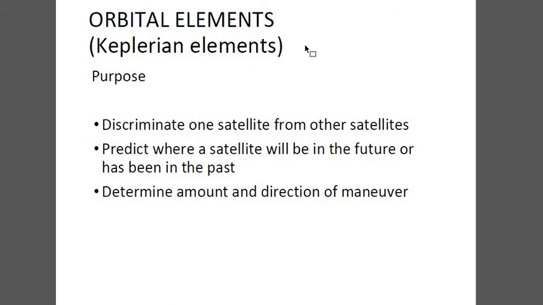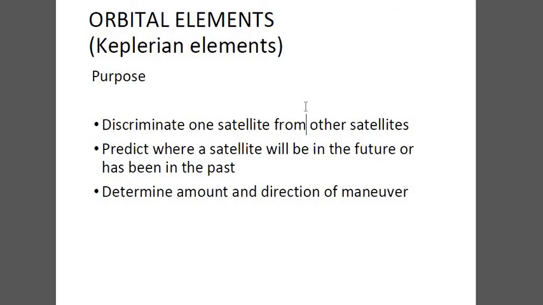So these are the purposes why we require these Keplerian elements, or orbital elements. If the examiner asks a 2 marks question, you have to name all the 6 different elements. In case of long answer questions, you have to describe briefly all these elements. So what is the main purpose? To distinguish one satellite from other satellites, to know if a satellite is in the past or the future, and how much amount and direction is required. So these are the purposes for knowing your orbital elements.